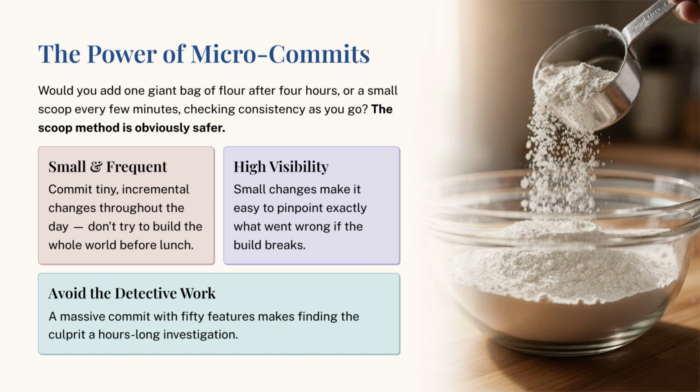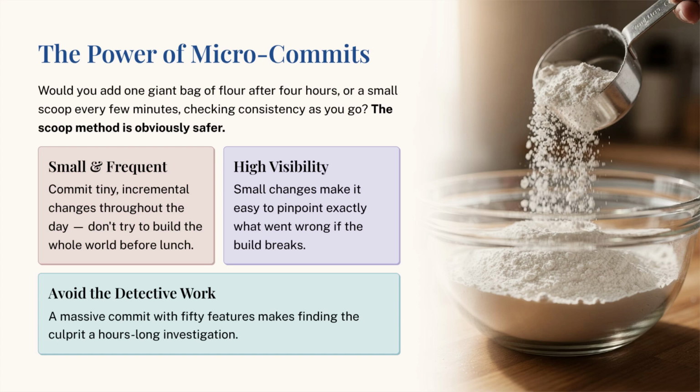When you commit a tiny change, it's very easy to see exactly what happened if something goes wrong. If you commit a massive, complex change that includes 50 different new features and the build breaks, you have to play detective for hours to figure out which feature caused the issue. By keeping our updates tiny and frequent, we maintain high visibility into the health of our project at all times.